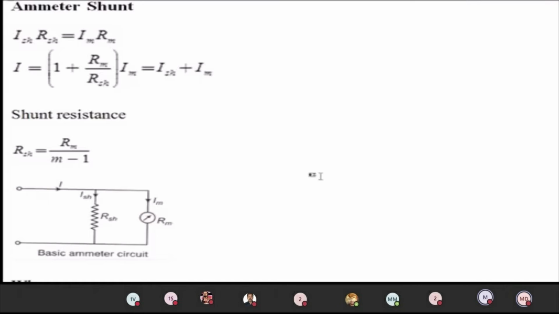So finally we have the shunt resistance formula: R_SH is equal to R_M by (M minus 1). So this is the formula to be kept in mind to find the shunt resistance of an ammeter.